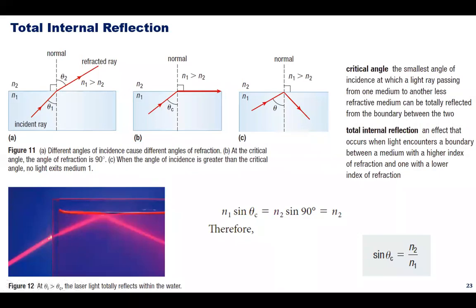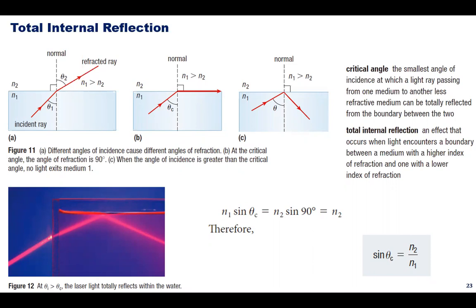All right, next let's have a look at a concept called total internal reflection. The angle of refraction depends on the angle of incidence. However, for some values of the angle of incidence, there is no refracted ray. Consider a light ray that travels in medium 1 and meets the boundary of medium 2, as shown here in figure 11. If the index of refraction n1 is greater than n2, the angle of refraction theta2 should be greater than theta1, right? This is according to Snell's law. Light will refract away from the normal.